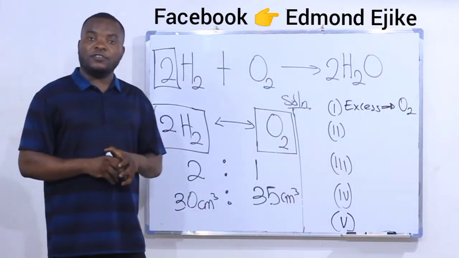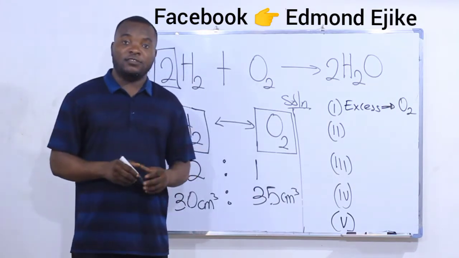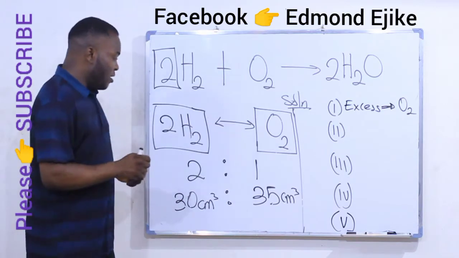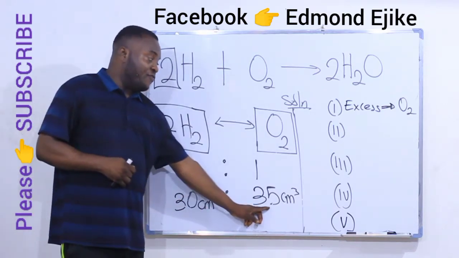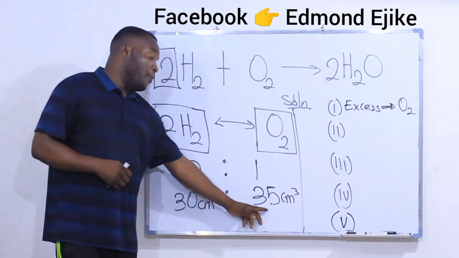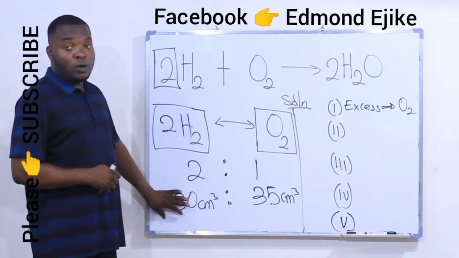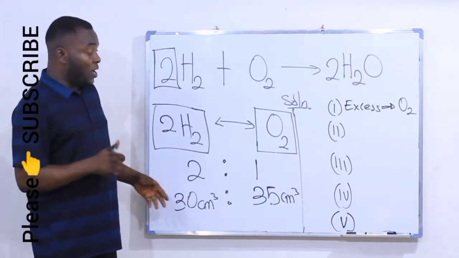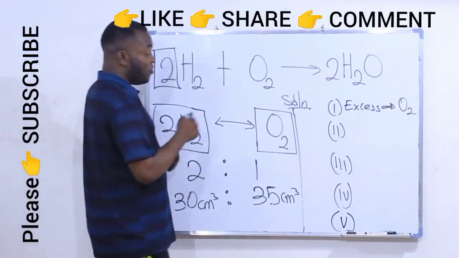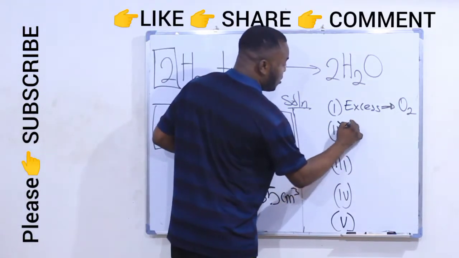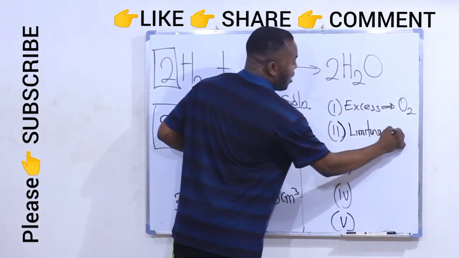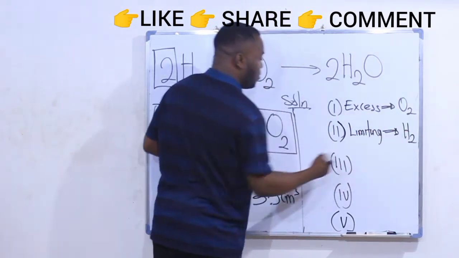Question number 2 says, find the limiting reagent. The limiting reagent is the one that is in short supply. Remember, if I have 35 oxygen supplied, I'm supposed to have 70 hydrogen. But what is supplied is 30. That means hydrogen is in short supply, and the one in short supply is what you call your limiting reagent. So my limiting reagent is hydrogen gas.